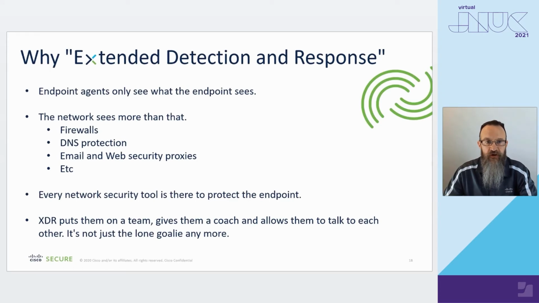Brian just went over all the great ways in which EDR can protect your endpoints, but it's there in case all else fails. And all else has a lot of opportunity to stop that attack. The endpoint agent only sees what the endpoint gets, only sees what gets through. But the entirety of the network sees a lot more than that. We have detections coming from firewalls, from DNS protection, from email and security web proxies, and so on.